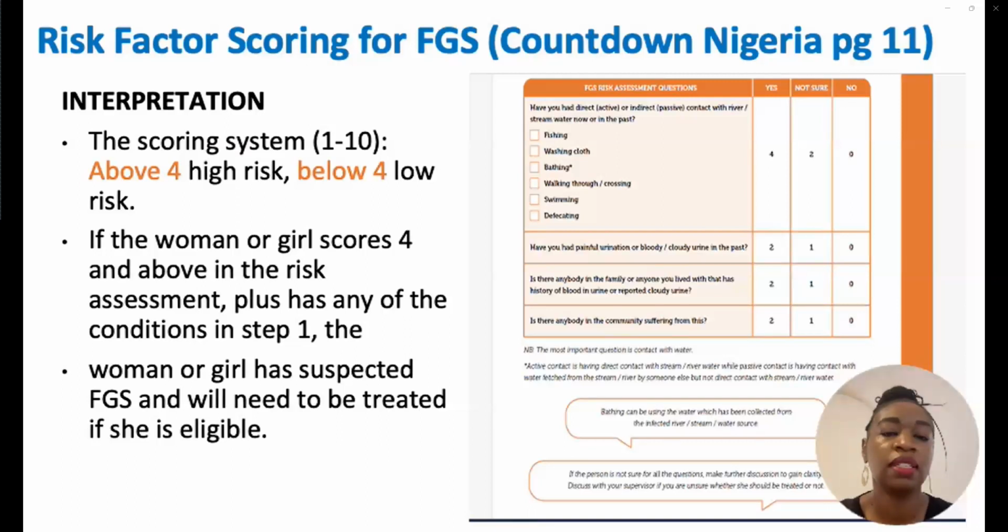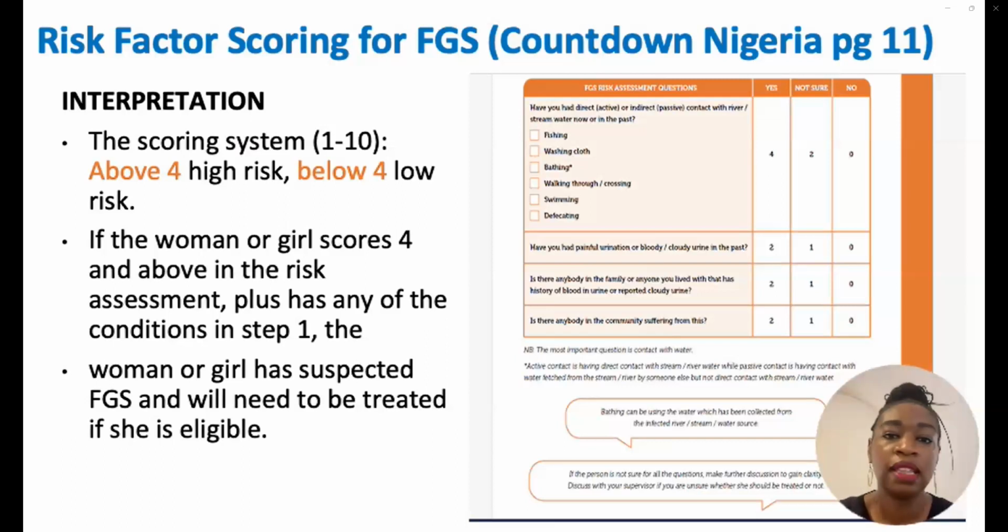Okay, and this can come about, as we said in our history taking, through fishing, washing clothes, bathing, walking through or crossing water that might be an infected water source, swimming, or any history of passing urine or stool in such a water body. Then the next step, if it's yes, they score 4. So that means pretty much everyone is at risk of this disease process. Then 2, if they are unsure.